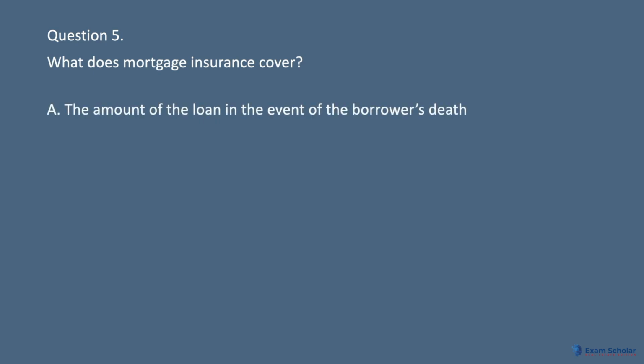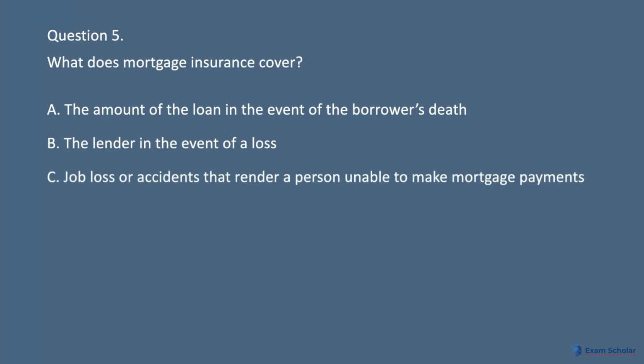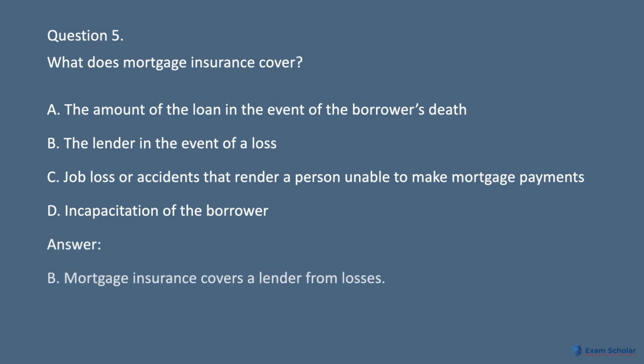Question 5. What does mortgage insurance cover? A. The amount of the loan in the event of the borrower's death. B. The lender in the event of a loss. C. Job loss or accidents that render a person unable to make mortgage payments. D. Incapacitation of the borrower. Answer B. Mortgage insurance covers a lender from losses.